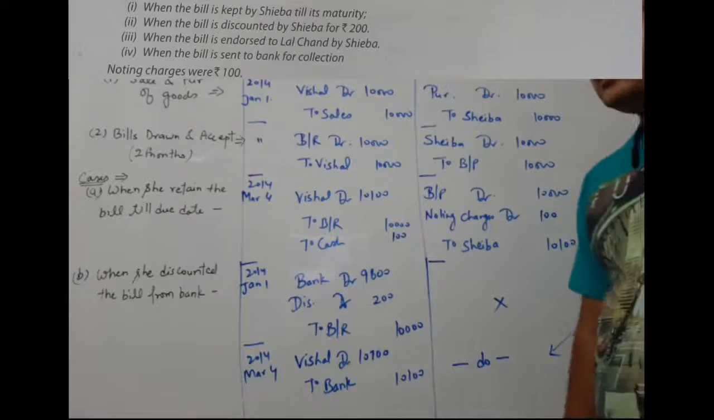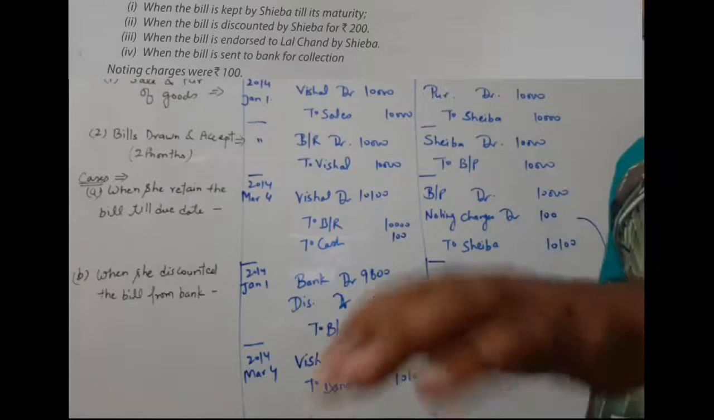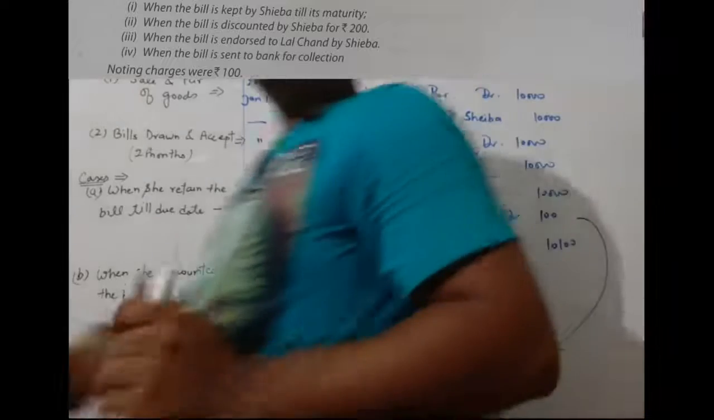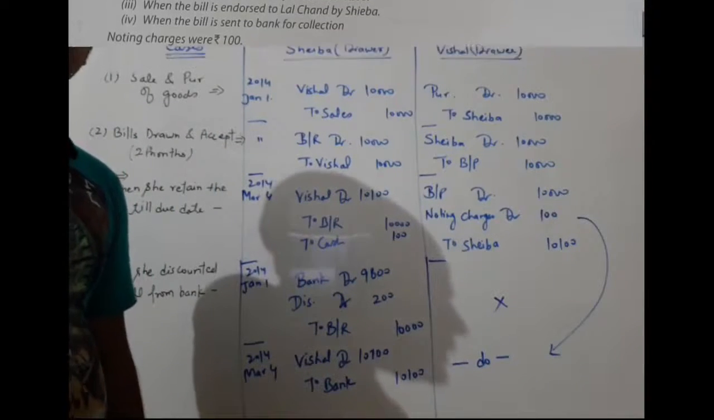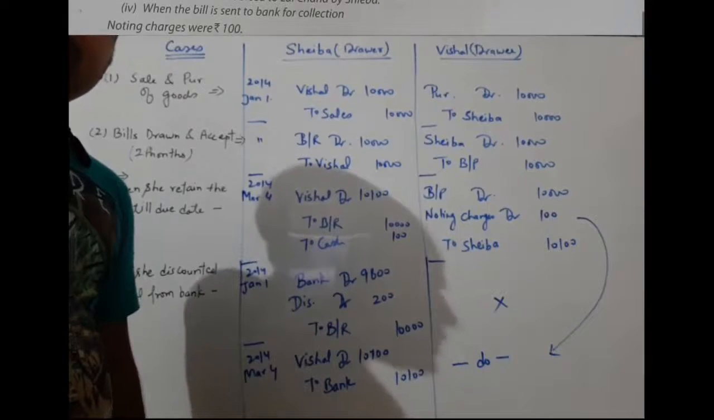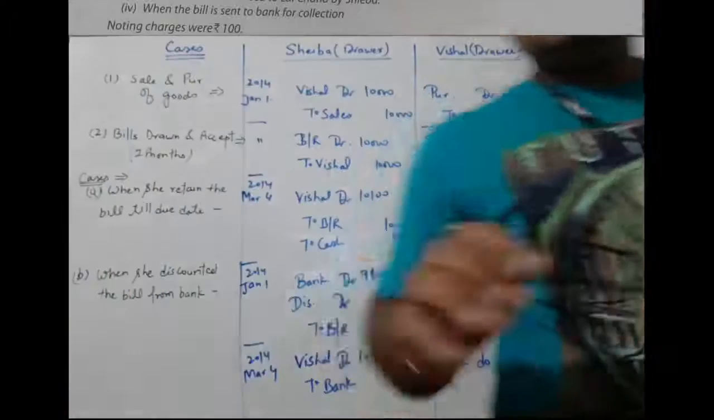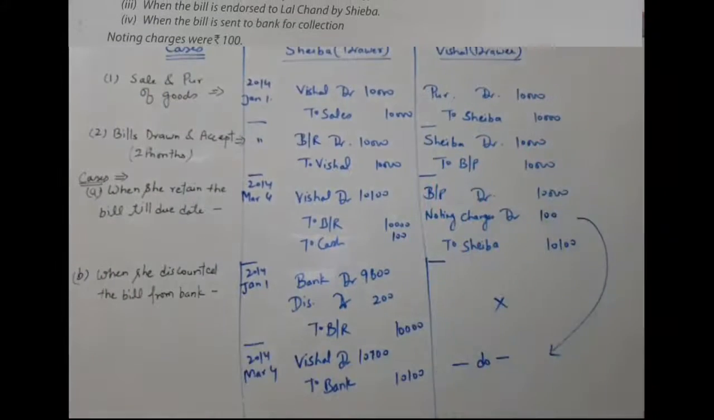So these are the solution up to when she discounted the bill from the bank. So please note down in your copy and please take a screenshot of this question firstly. Okay, so this is a solution up to case number 2. Case number 2 is when the bill is discounted from the bank. So these are the solution.